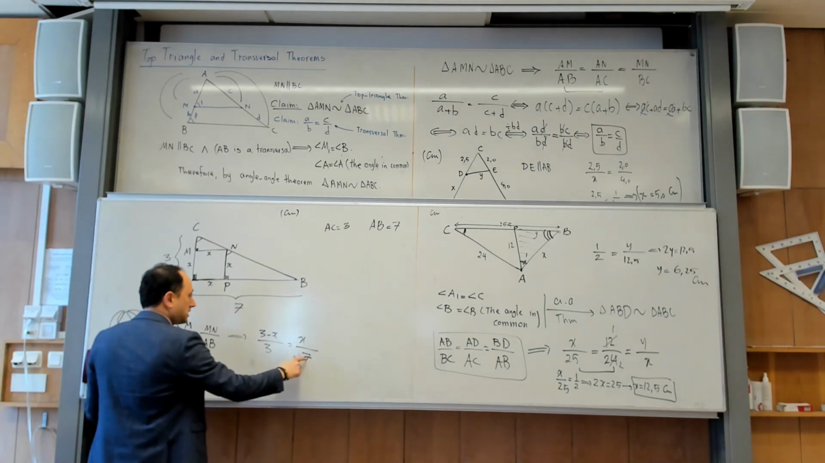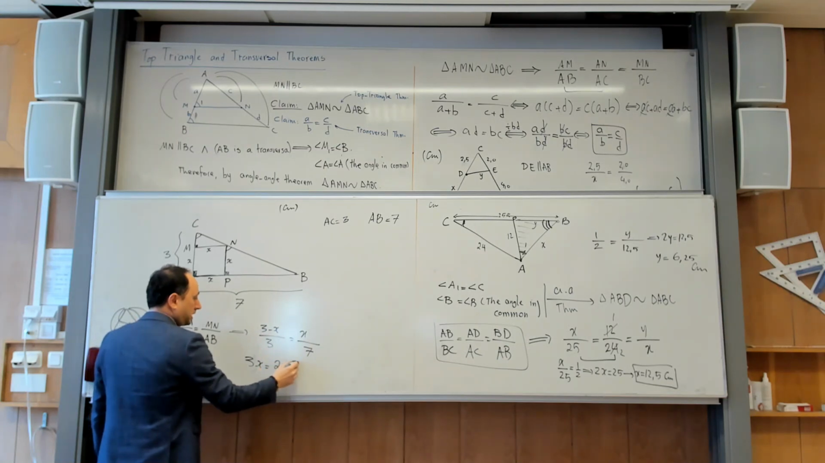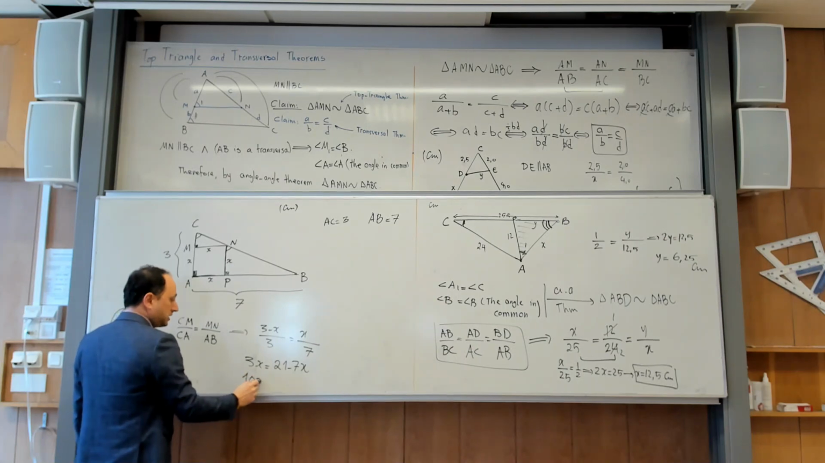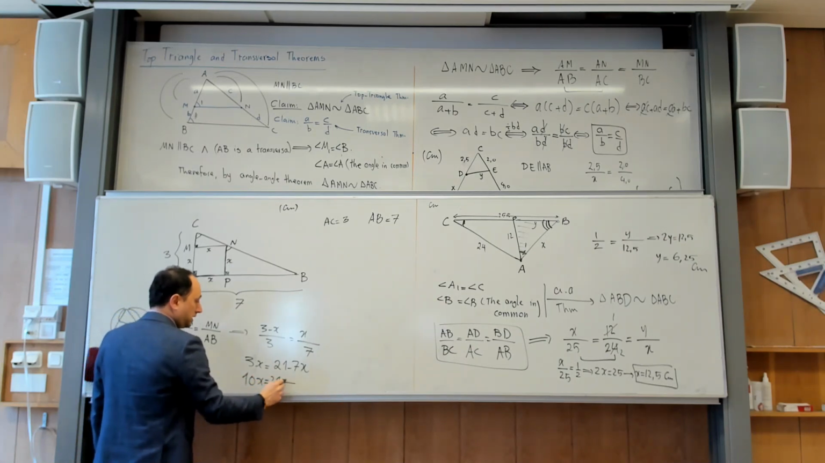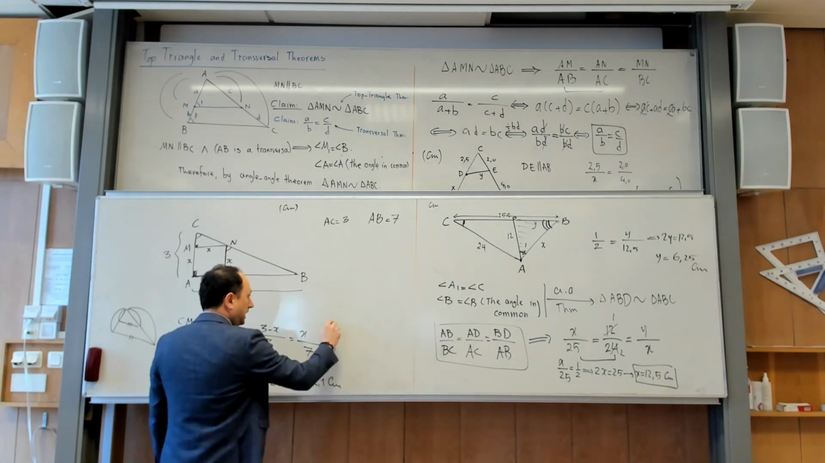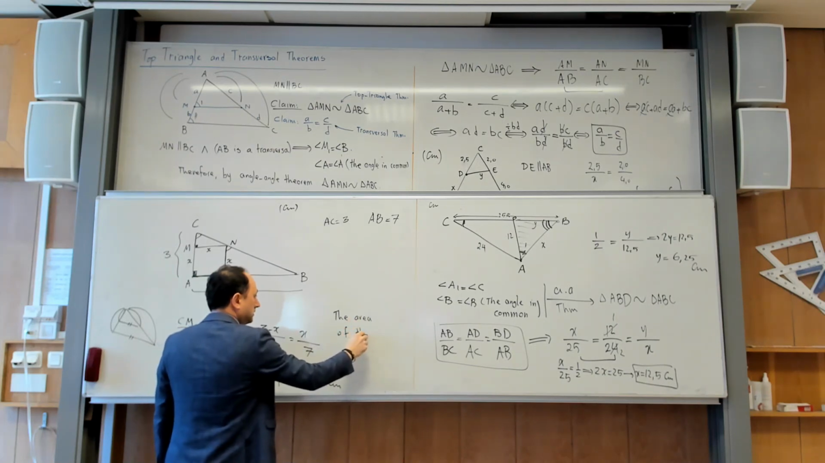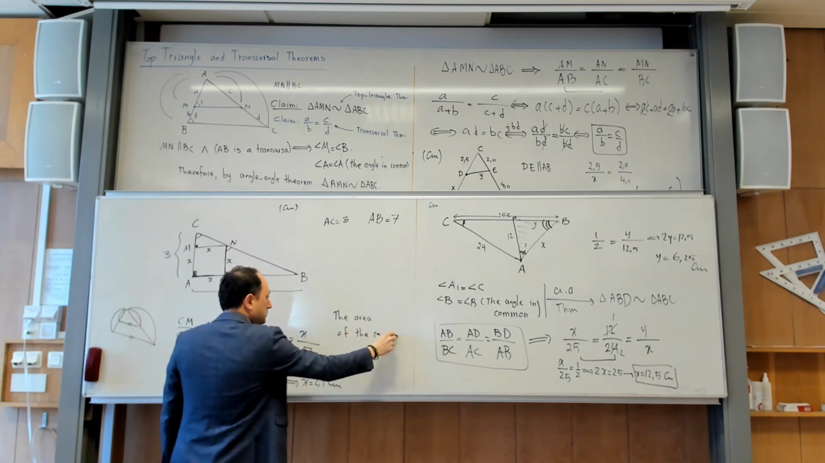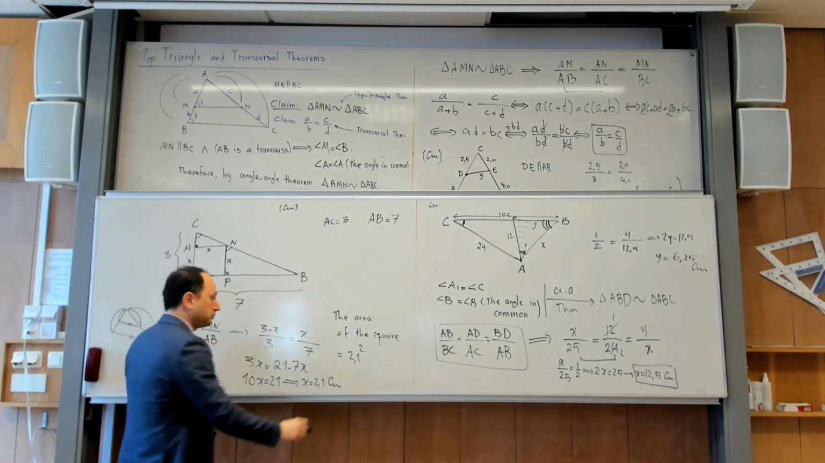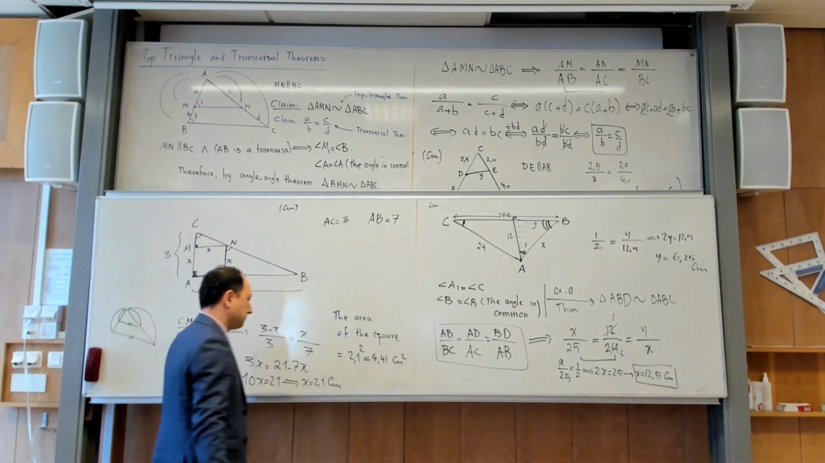Then I multiply: 3x is equal to 7 times 3, that is 21, minus 7 times x. I move this to the other side, it becomes 10x is equal to 21. So x is 2.1 centimeters, yes? And then the area of the square becomes what? 2.1 to the power 2, which is 4.41 square centimeters, yes?